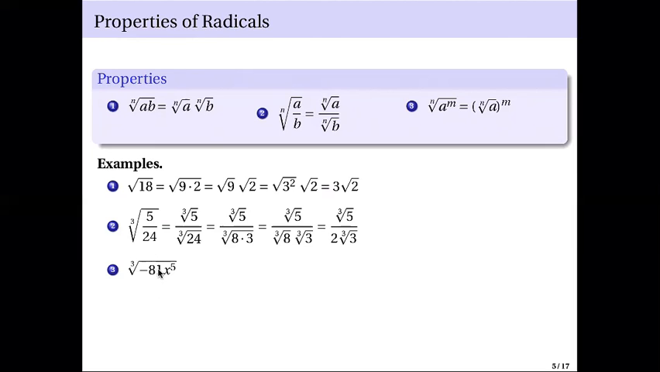Now, what we're going to do with this is the following. Negative 81 can be written as negative 9 times 9. And this 9 can be written as 3 times 3. And therefore, the other 9 here, we can still write as 3 times 3. And there's a negative in here.